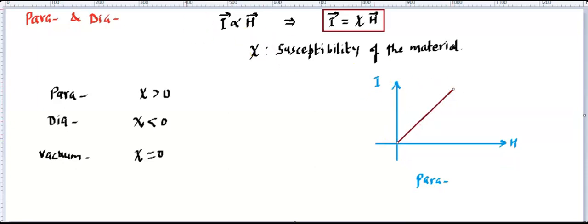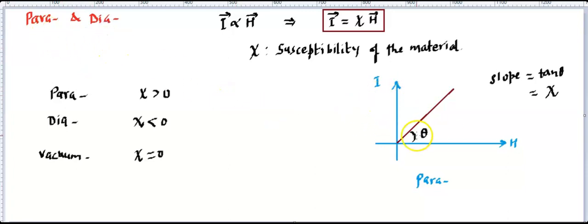In case you are plotting for diamagnetic, then you'll find the slope will become negative. Moreover, if we can measure this angle theta, can we say the slope is going to be tan theta? Yes, the slope is going to be tan theta. And the slope is also given by the magnetic susceptibility. So magnetic susceptibility is basically the slope of the I versus H graph for both cases, whether it is the para case or the diamagnetic case.